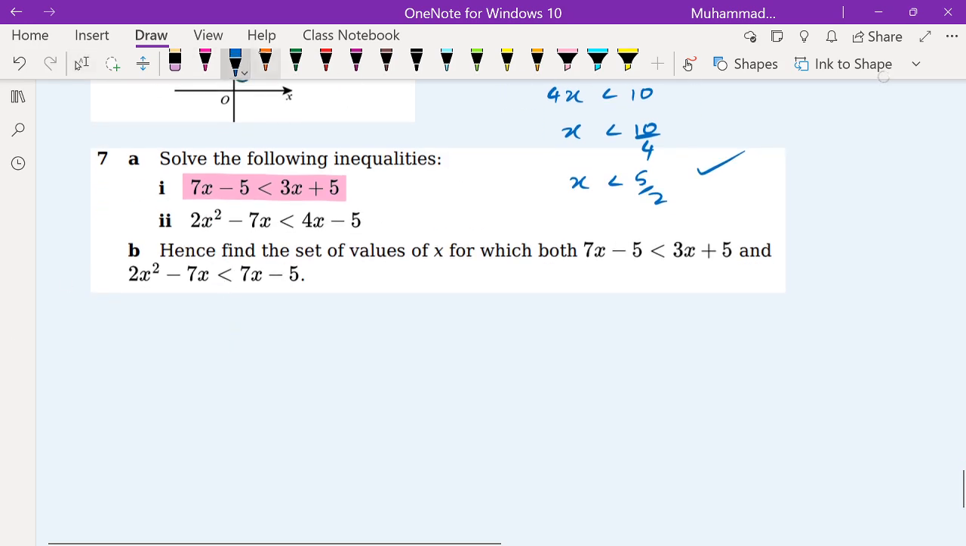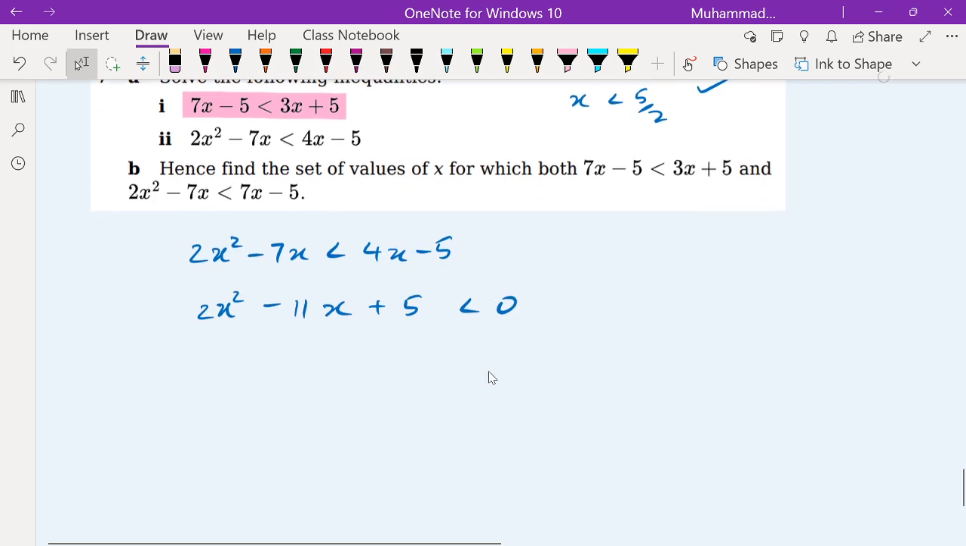Now, when it comes to solving the inequality 2x square minus 7x less than 4x minus 5, the first thing you have to do is turn it into a standard form. So bring them all on this side: 2x square minus 11x plus 5. Now for a while you need to get the roots, like you're solving an equation. I'm right now just getting them from the calculator, because I don't want to spend the time on these factorizations.